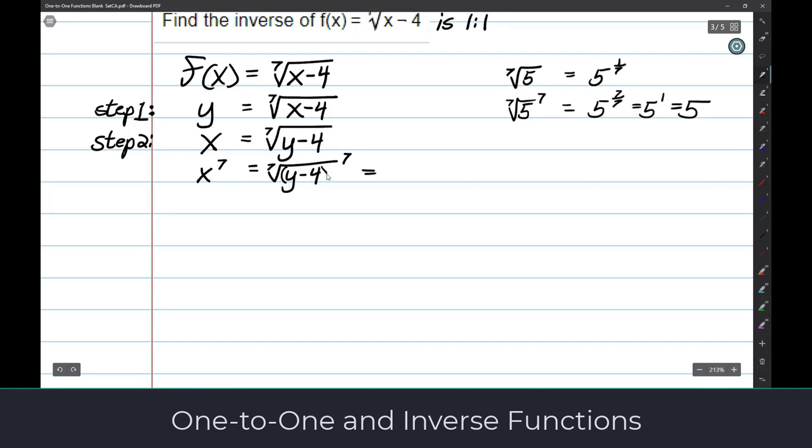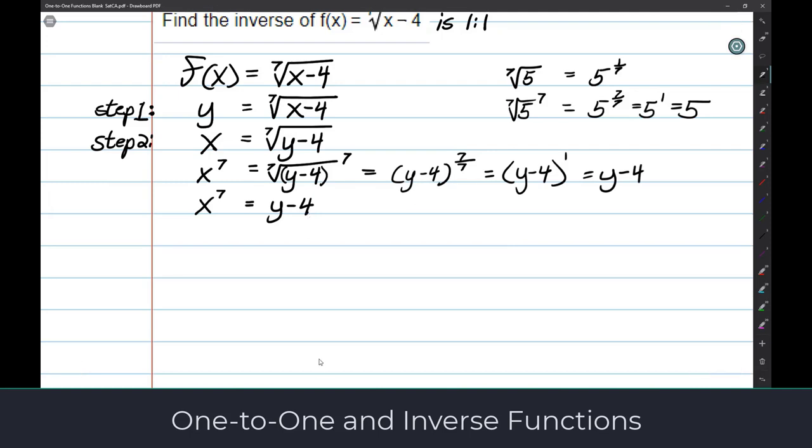I have y minus 4 underneath the 7th root radical. So now I can also write this as that 7 on top and that 7 on the bottom, and 7 over 7 is 1. So this is y minus 4 to the 1 power, which is just y minus 4. So x to the 7th power equals y minus 4. Then to solve for y, all I have to do is add 4 to both sides.